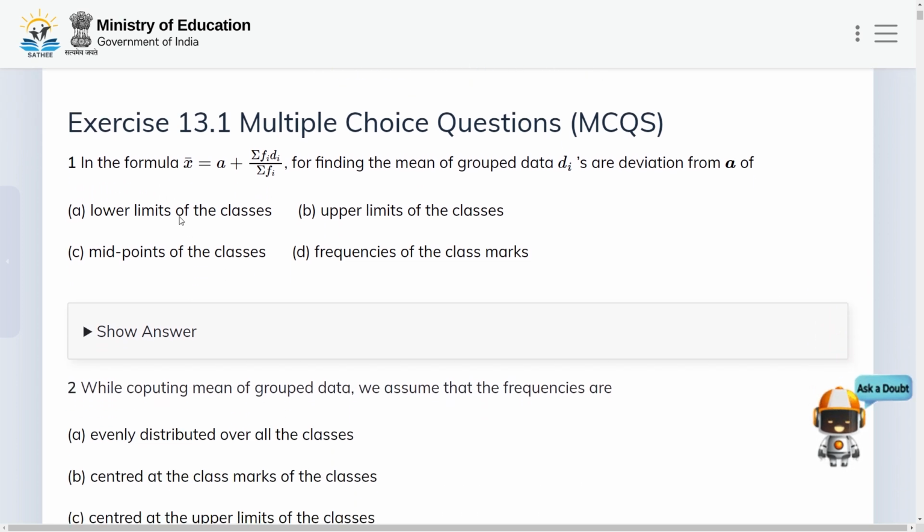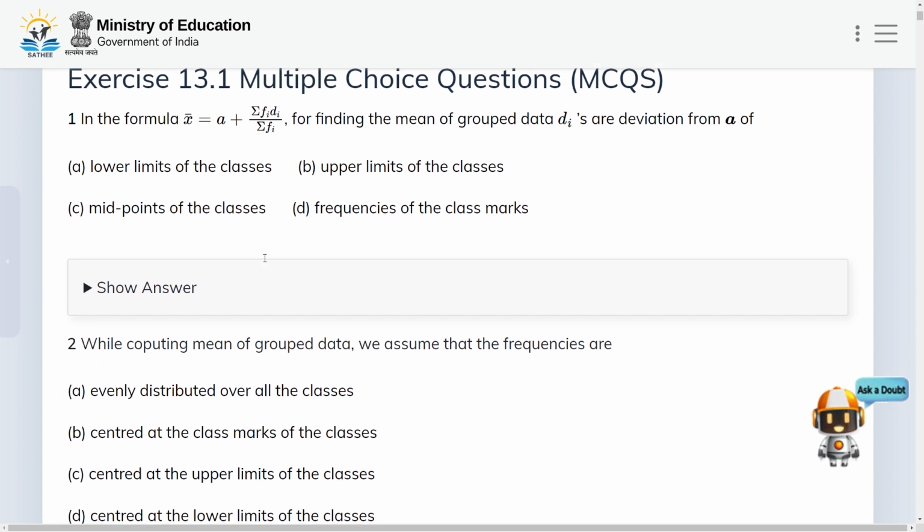So in first question here we have the formula x bar is equal to a plus summation fi di divided by summation fi. For finding the mean of grouped data, di is a deviation from a of what? In option A we have lower limits of the classes, in option B we have upper limits of the classes, in option C we have midpoints of the classes, and in option D we have frequencies of the class marks.